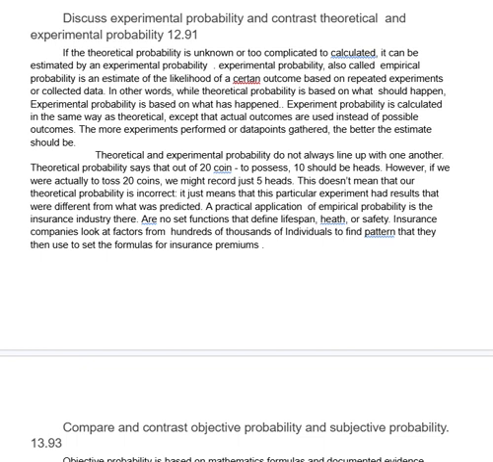In other words, while theoretical probability is based on what should happen, experimental probability is based on what has happened. Deductive reasoning.